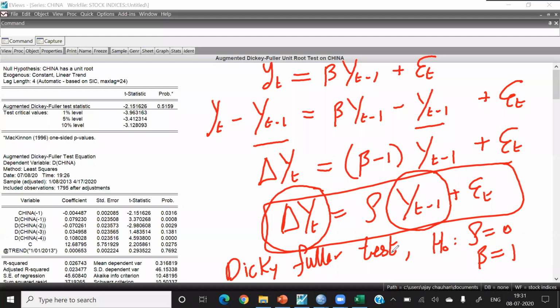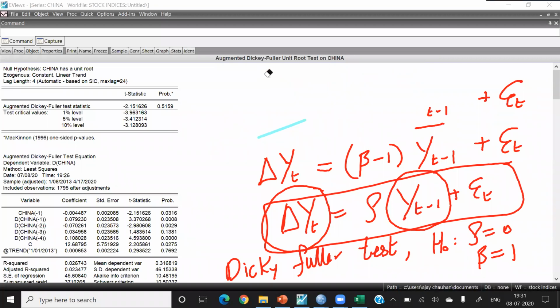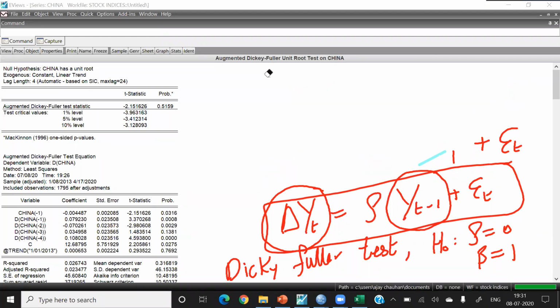So then Dickey-Fuller made a small change in the equation and modified it. So now I am telling you the modified equation. After that you will understand how to use this equation. So now let me explain the modified equation. Don't worry, this is not very difficult, but it will explain with clarity why to use this.